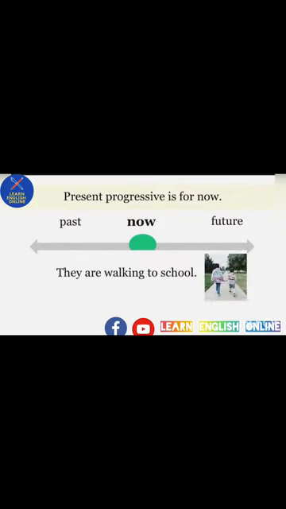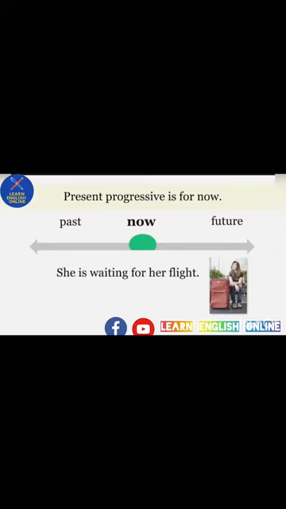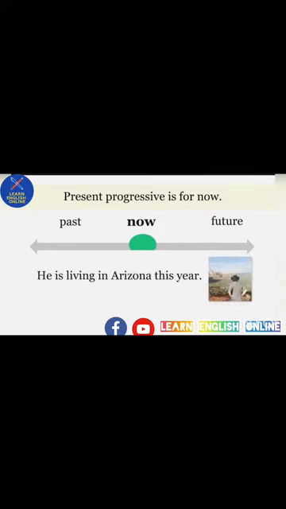They are walking to school. She is waiting for a flight. He is living in Arizona this year. Remember, now can be a long time. We use this word, this, to show that it is now and we need the present progressive.